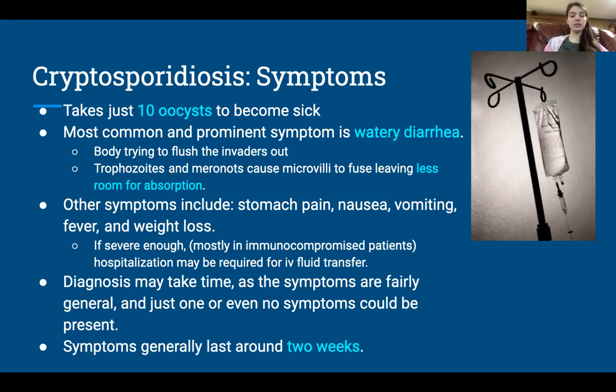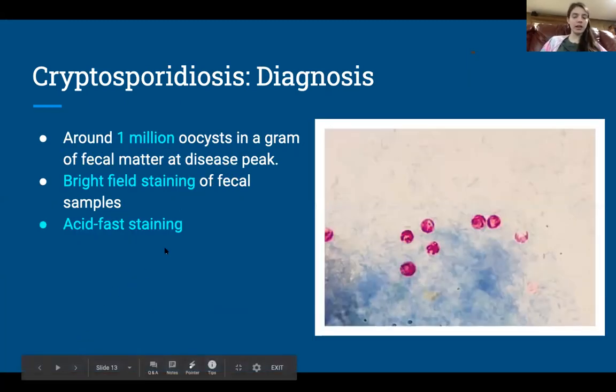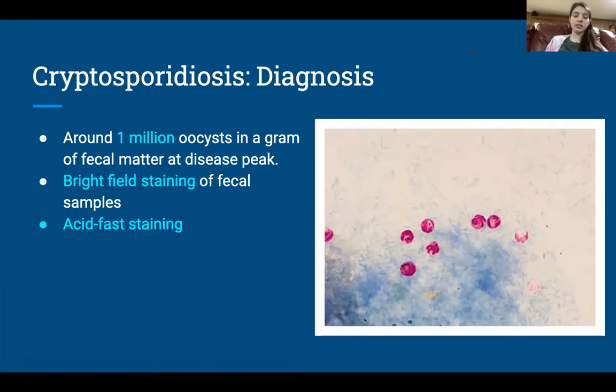But for some, the diagnosis of this could take some time because the symptoms can be fairly general, and for most people, they are pretty mild as well. And so it could, like other diseases, have these symptoms, so it could take some time to diagnose this. And then symptoms generally last around 2 weeks, but it can vary between people. And then there are around 1 million oocysts in a gram of fecal matter at the disease's peak.